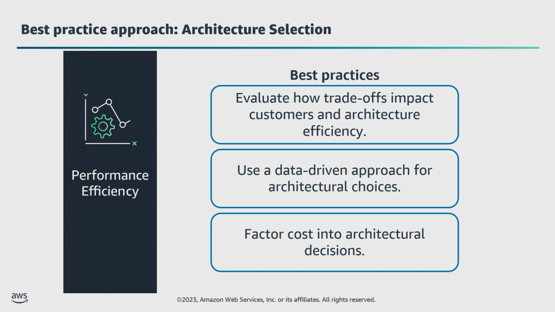When making architectural selections, the performance efficiency pillar offers best practices. Evaluate how trade-offs impact customers and architecture efficiency. When selecting and implementing a data management solution, you must ensure that the querying, scaling, and storage characteristics support the workload data requirements. Also, use the access patterns of the workload and the requirements of the applications to decide on optimal data services and technologies to use. With those patterns in mind, make your database and configuration selection.